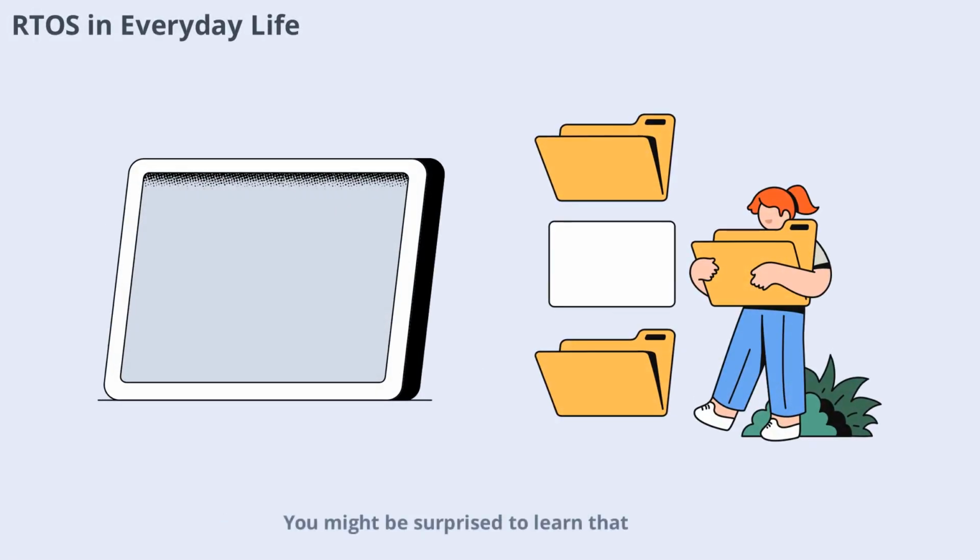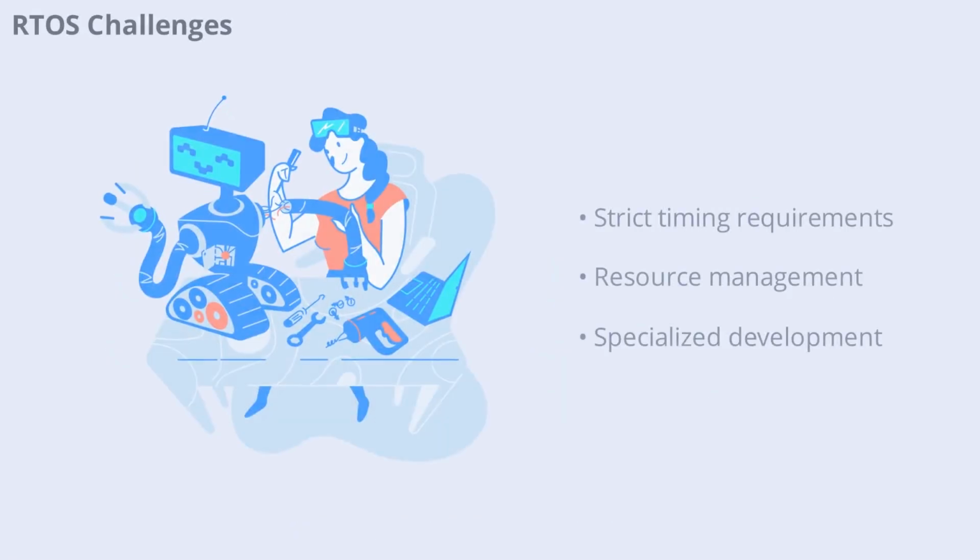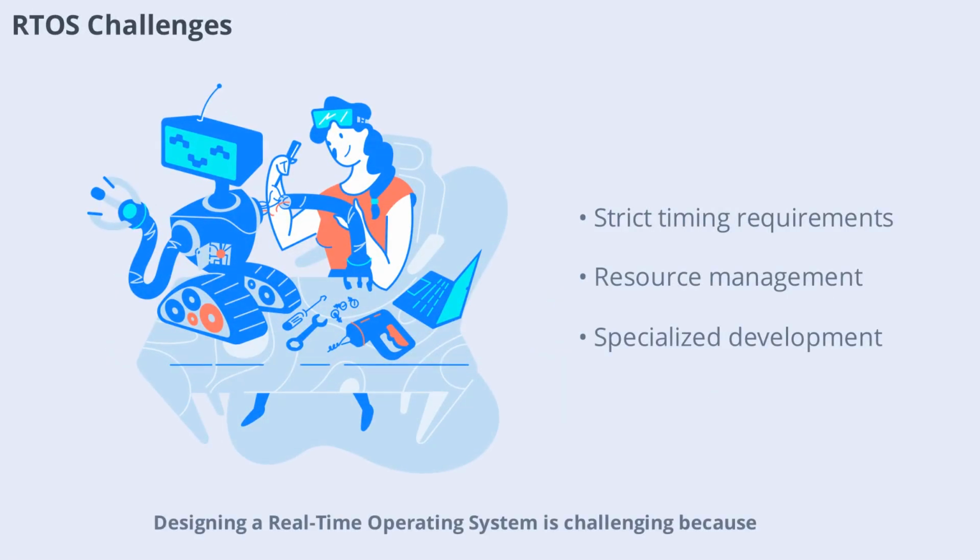You might be surprised to learn that real-time operating systems are all around us. They power everything from medical equipment and industrial robots to traffic lights and even some video games. Whenever a system needs to react quickly and reliably, an RTOS is often behind the scenes. Designing a real-time operating system is challenging because it must guarantee responses within strict time limits. Developers need to carefully manage resources and ensure that the system can handle unexpected events without delay. This makes RTOS development a specialized field within computer science.